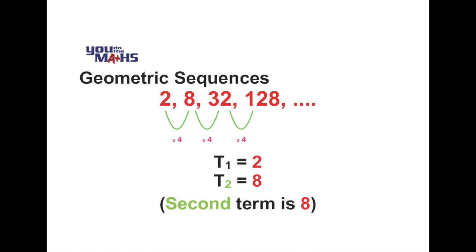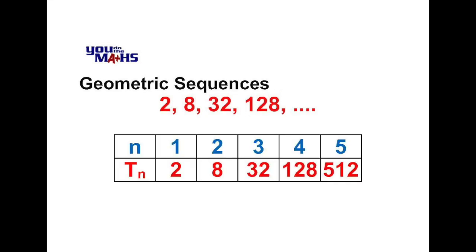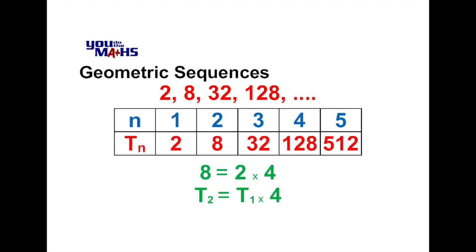Let's have a look at the same sequence, but this time using a table. We can see here in blue that we've got the position of the number in the sequence, and in red we've got the actual number in the sequence. So for example, the first term is 2 and the second term is 8. Now looking further at the table, we can also see that each number in the sequence is found by multiplying the previous number by 4. So for example, 8 equals 2 times 4. Or in sequence notation, the second term is equal to the first term times 4. And likewise, 32 equals 8 multiplied by 4. Or again, in sequence notation, the third term is equal to the second term multiplied by 4.